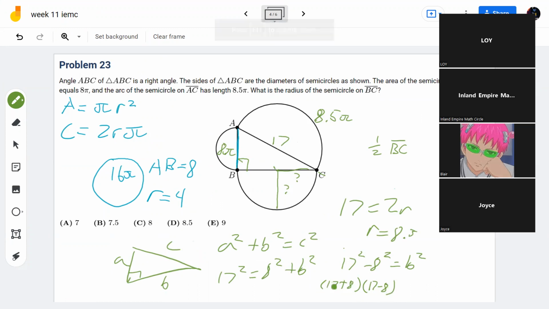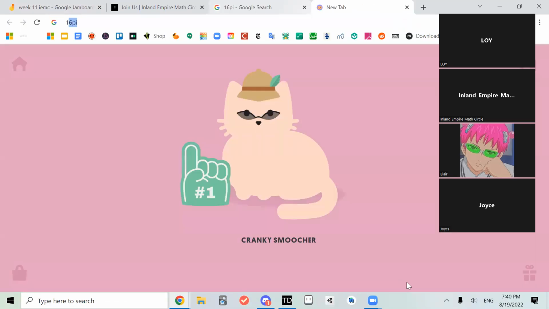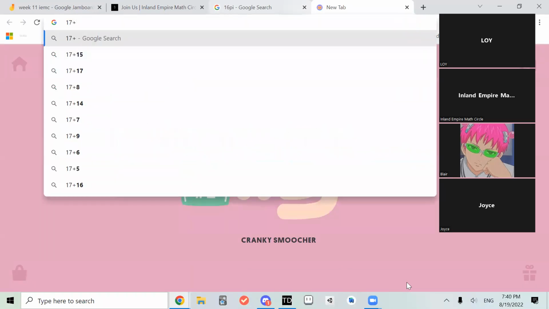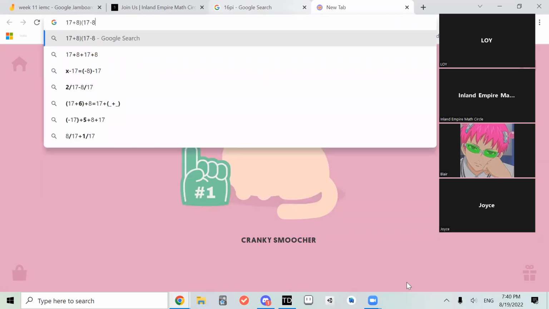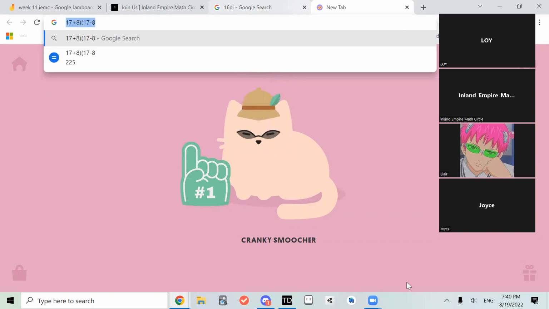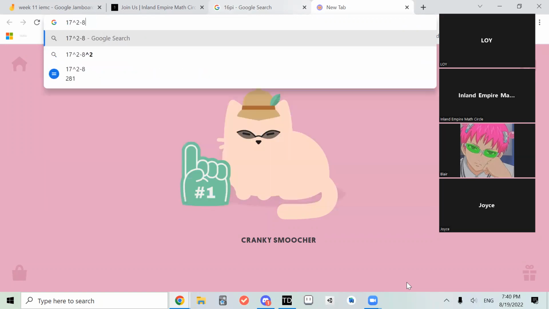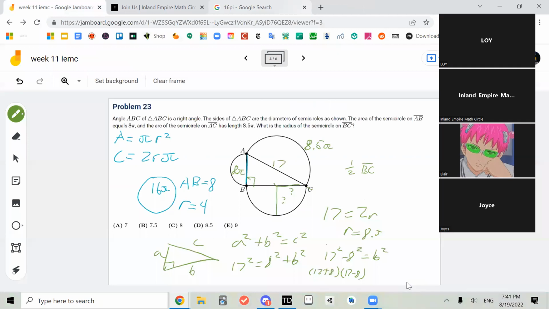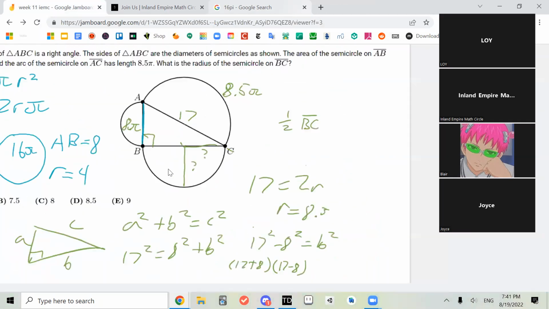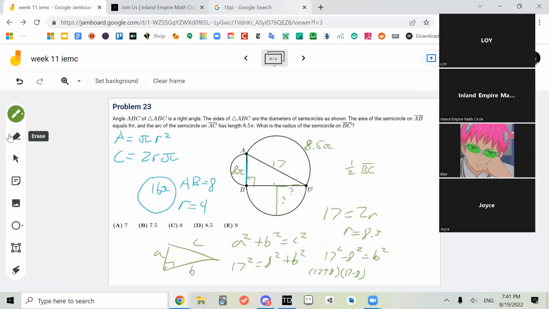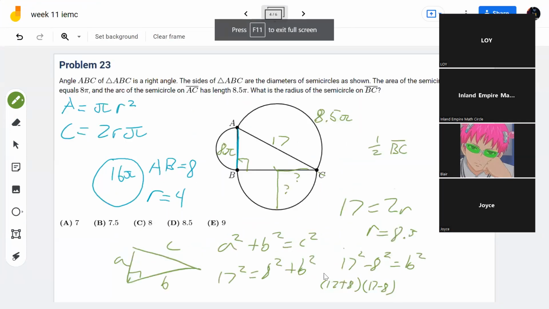What I'm using here is a little shortcut for solving these big numbers. So 17 plus 8 times 17 minus 8. So it's 225. Okay, we're good. So we got B squared. I was just using a calculator there to solve for this. It's a little faster.